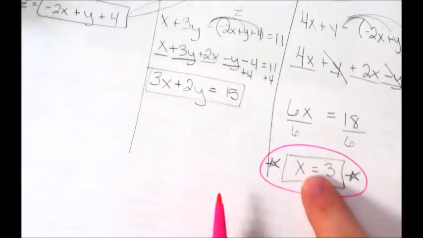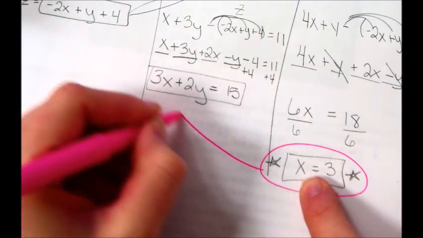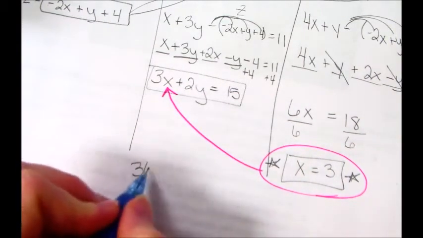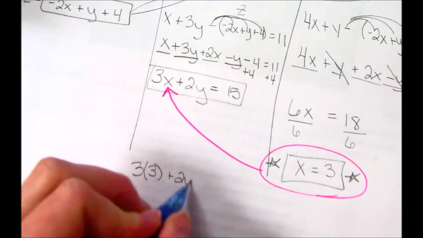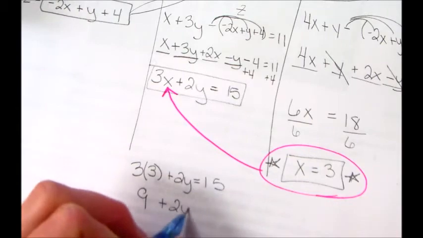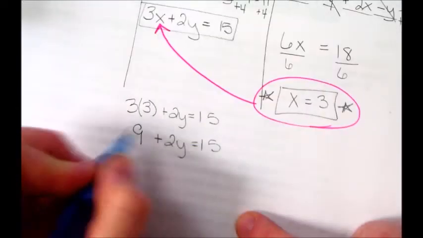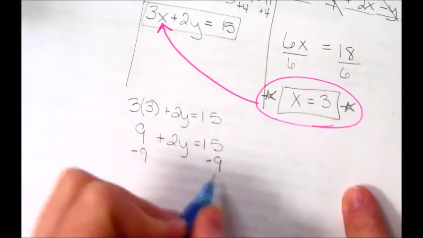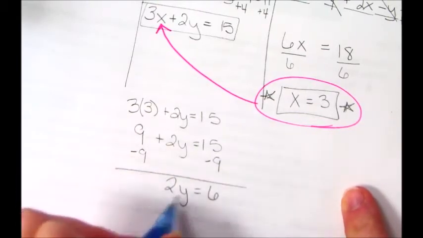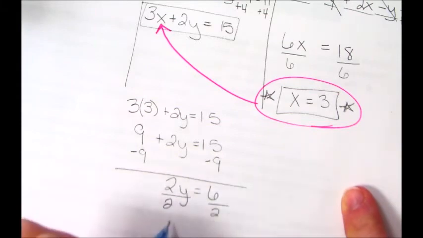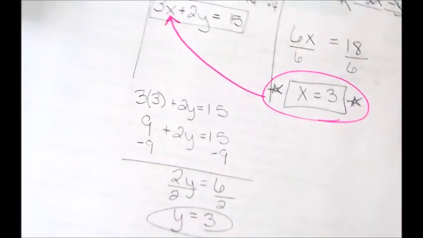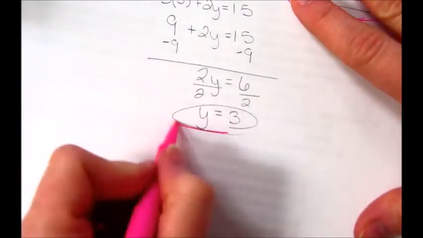So we're going to take this x equals 3, and we're going to put it in for that x right there. So we're going to do 3 times 3 plus 2y equals 15. That's 9 plus 2y equals 15. Minus 9, minus 9. 2y equals 15 minus 9 is 6. Divide by 2, divide by 2. Y equals 3. Hopefully you can see, once you find one solution, you're kind of home free.